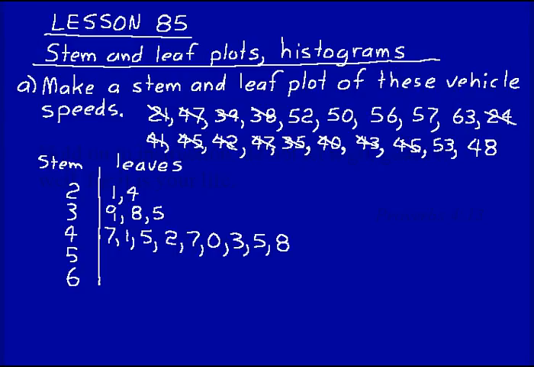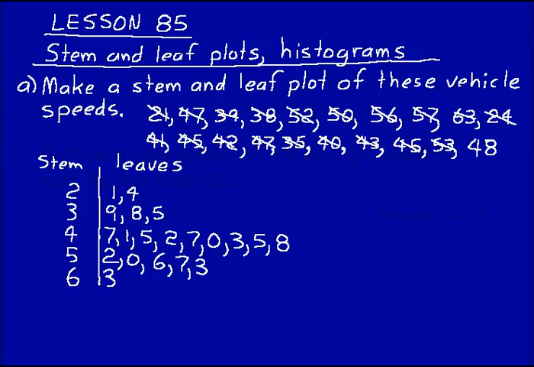And then the 5's. Go back through: we have a 52, so we put a 2 down, a 50, so we put 0 down, a 56, put a 6 down, 57, put a 7 down, and a 63 is next, so look for another 5, and we have one at the end, 53, so we put a 3 down for that. And then lastly, the 6's. We saw that 63 earlier, so we put a 3 down for the 63.